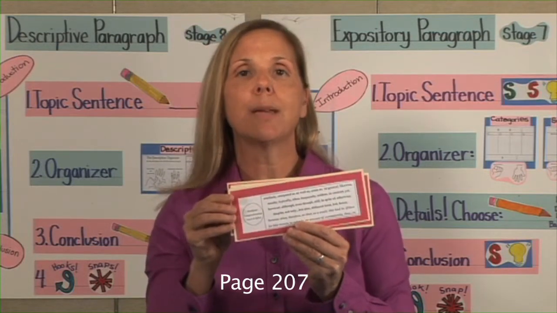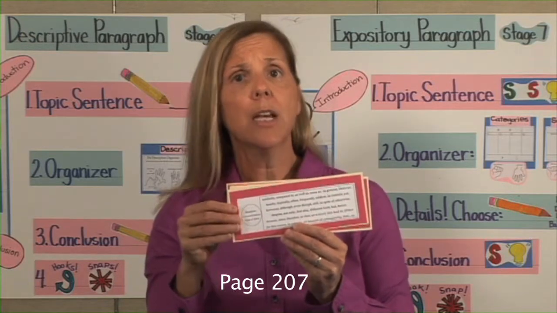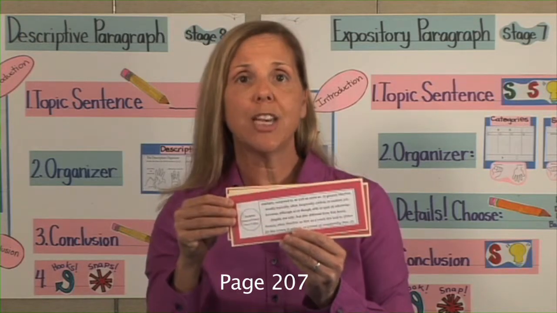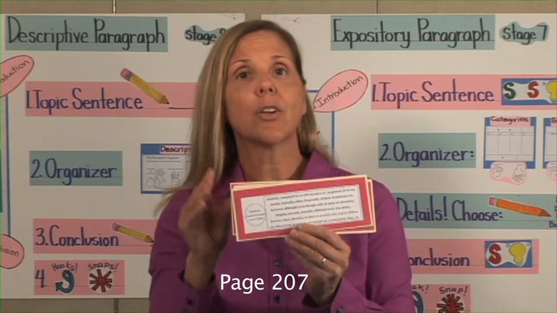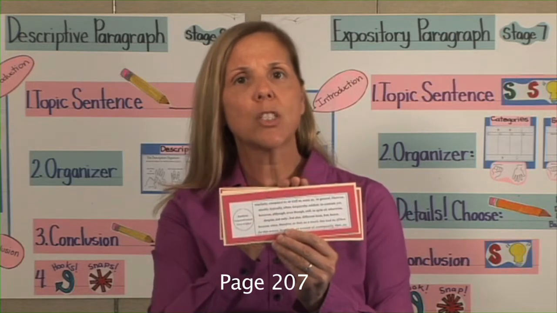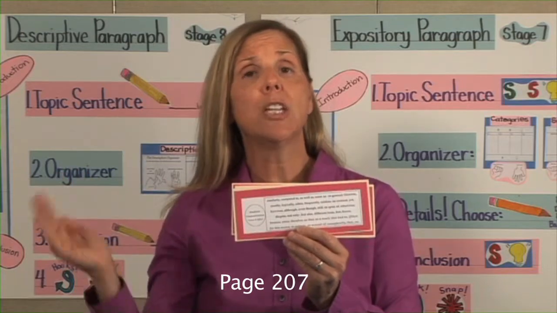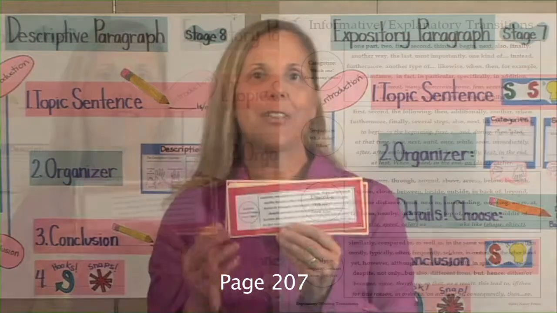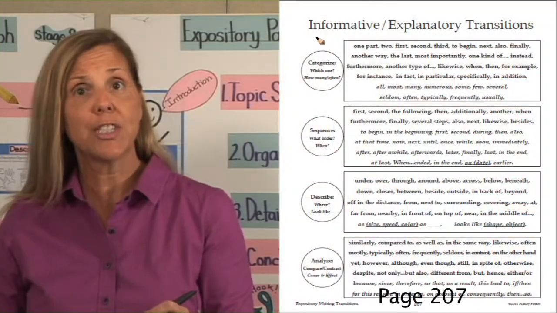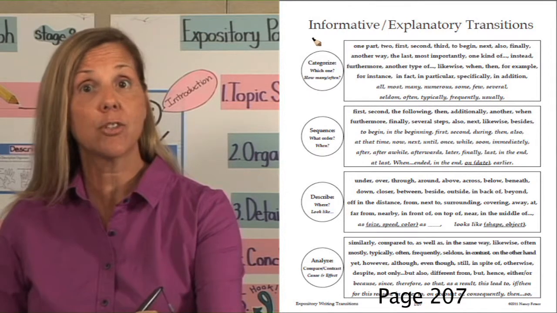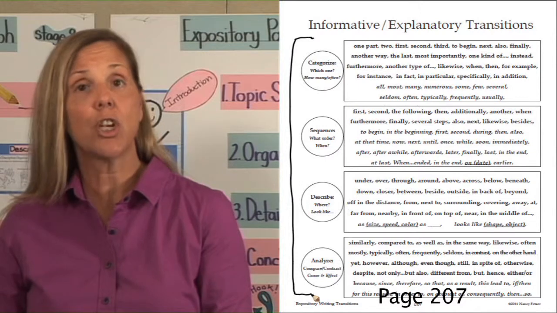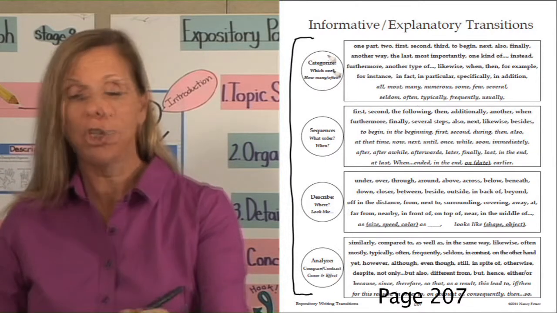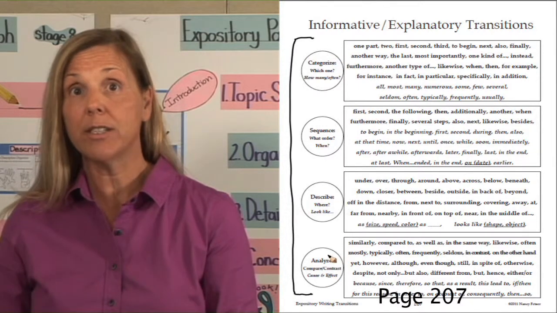So depending on the type of organizer students are using, I can pull those transition words that work best with the specific types of organizers for students to use as a resource when they need to smoothly transition from one sentence to another. On page 207, you will find the Blackline Masters from which I made those cards. Notice you could use this just as one full page to look at all these transitions at one time.